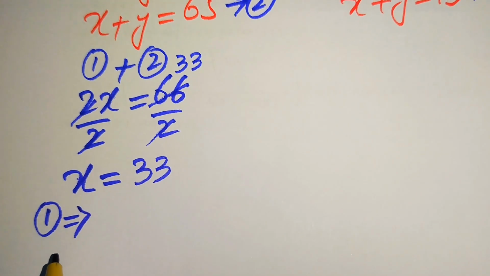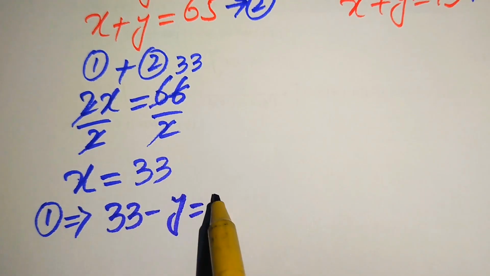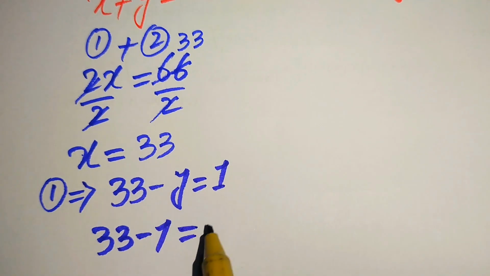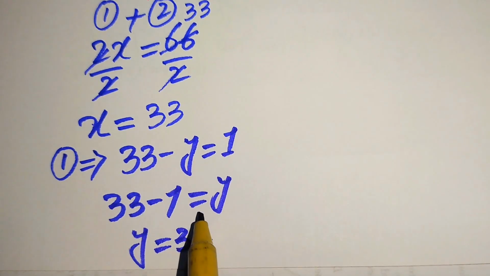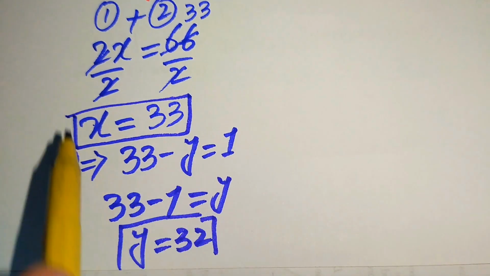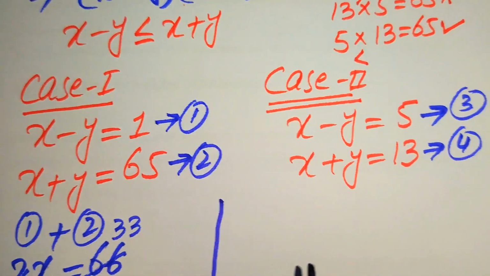So equation number 1 becomes 33 minus y is equal to 1, and we get 33 minus 1 equals y. So we easily get the value of y is equal to 32. So this is the value of x and this is the value of y. But now here, first we need to find the values of x and y from this case, and then we move forward.